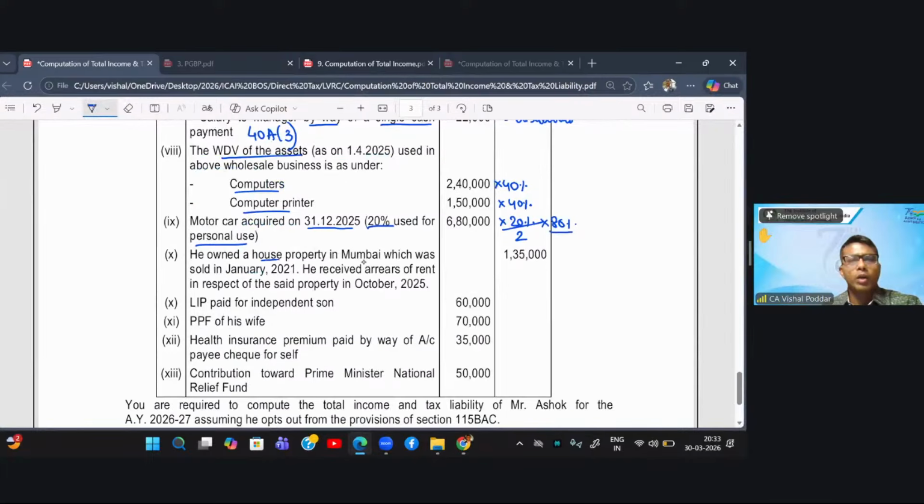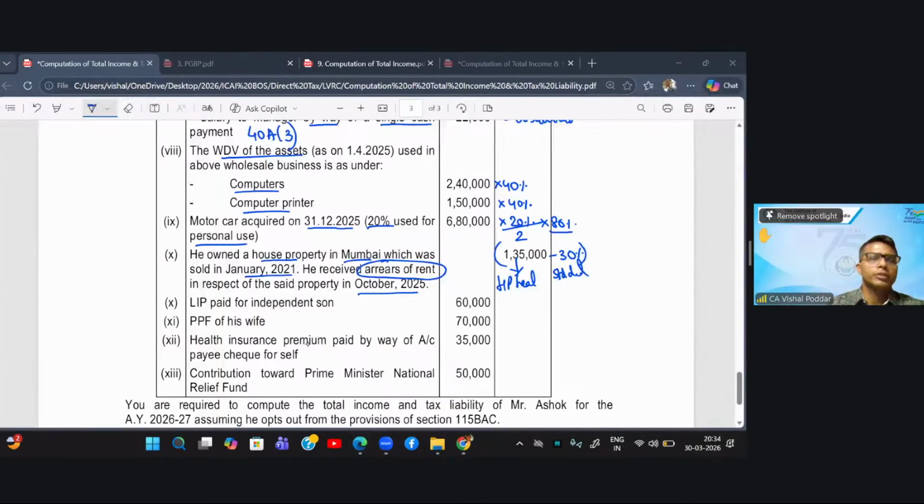Now he owned a house property in Mumbai, which he had already sold in January 21, that is long back. However, arrears of rent were received in the current year. Now, whenever arrears of rent are received, this income will fall under the HP head. And this will be after the standard deduction of 30%. So we'll subtract the standard deduction of 30% and only the balance will be allowed. Correct?